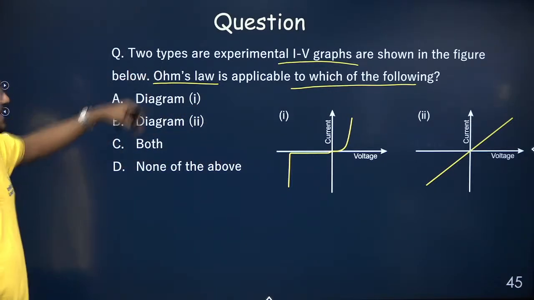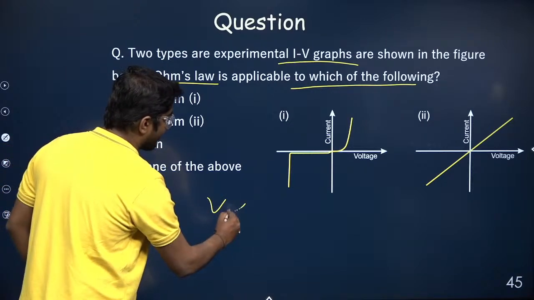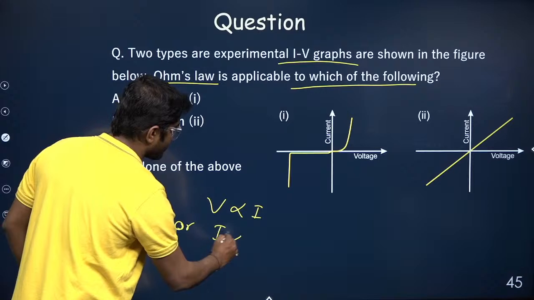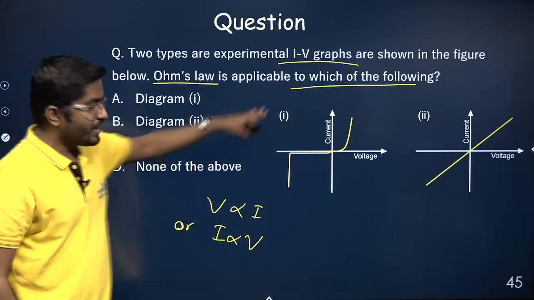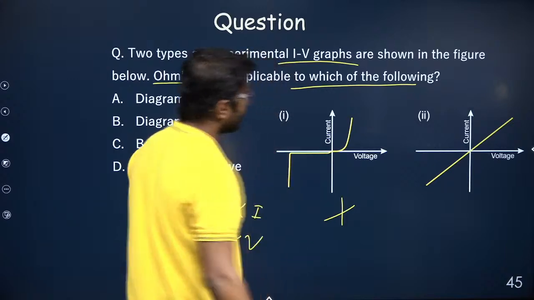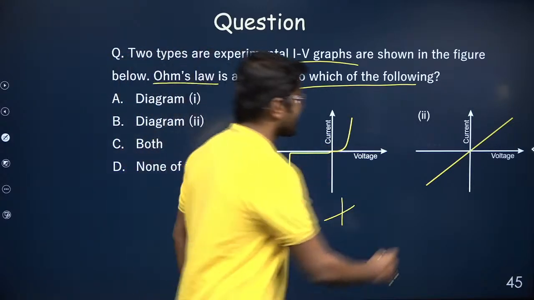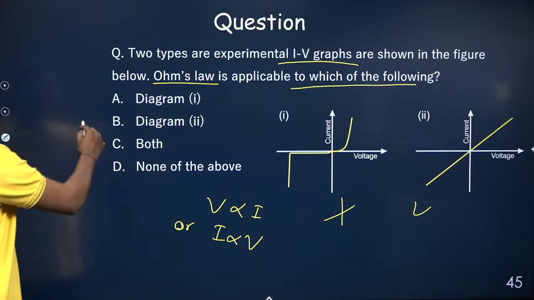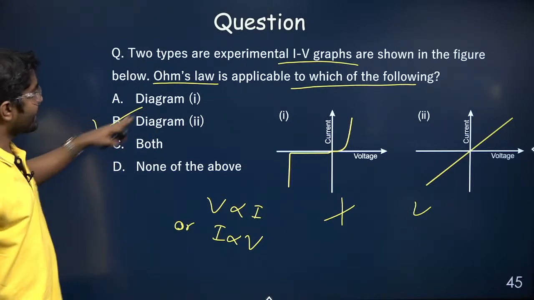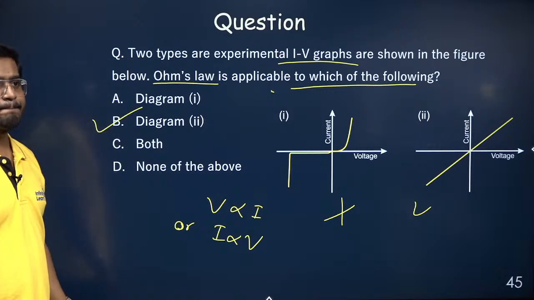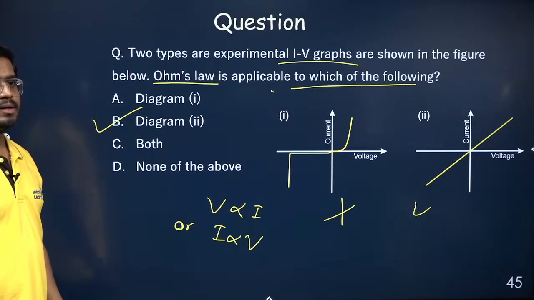So what Ohm's law says? Voltage is directly proportional to current, or I can write this as current is directly proportional to voltage. So in the first graph, are they proportional? No, they are not proportional. In the second, yes, current is directly proportional to the voltage. So it is diagram 2. For the diagram 2, Ohm's law is applicable. Clear? Easy? Great.